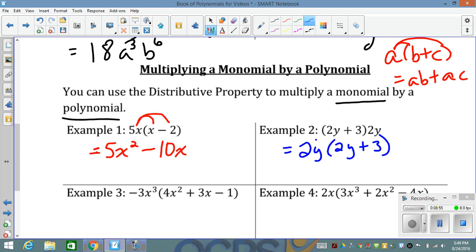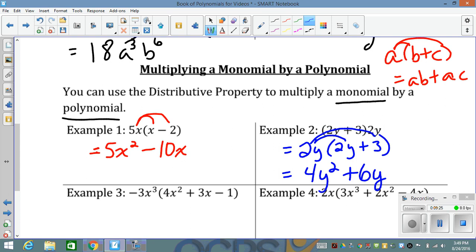And now we can distribute 2y times 2y. 2 times 2 is 4. Y times y is y squared. Plus 2y times 3. So that's going to be a positive. 2 times 3 is 6. Nothing to multiply with the y, so 6y. And that is it. We cannot combine these. They are not like terms, so we can't actually do this addition. They are not like terms, so we are done.